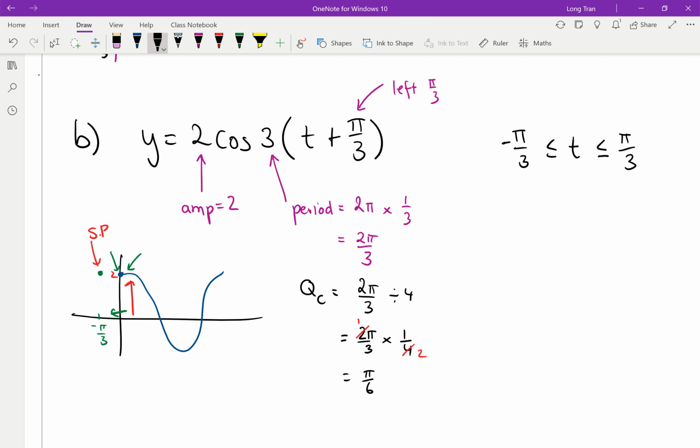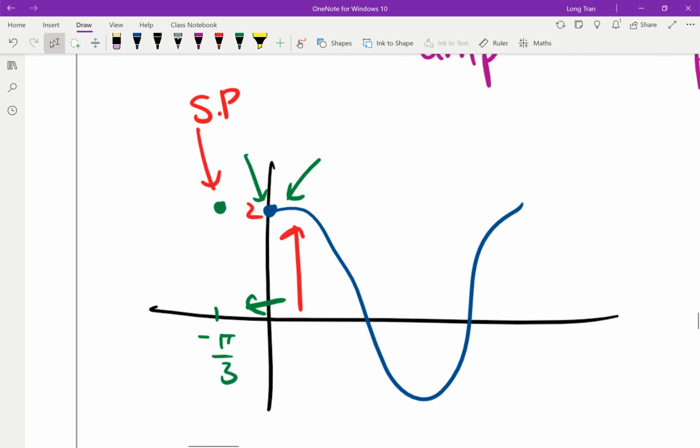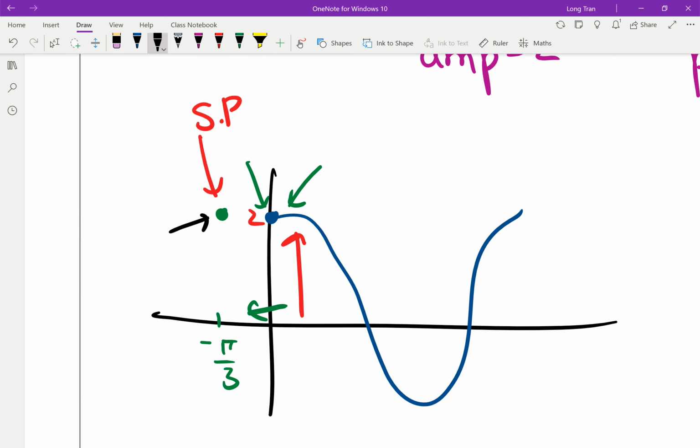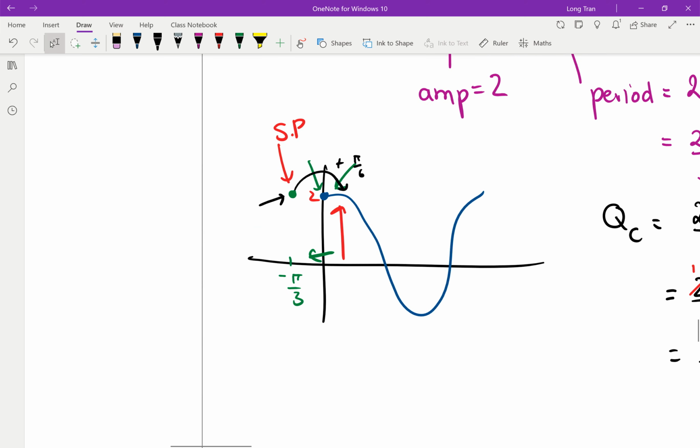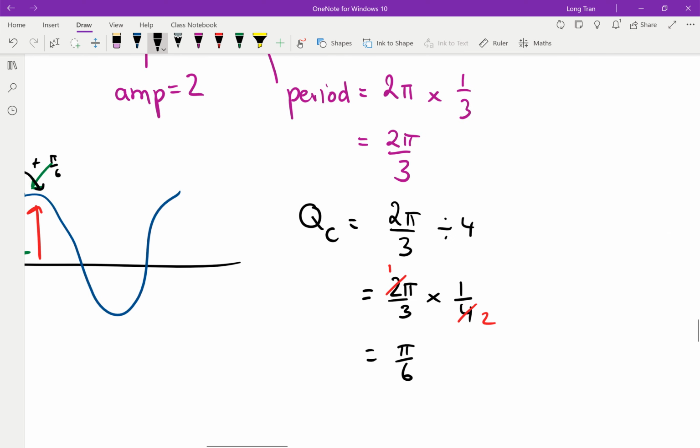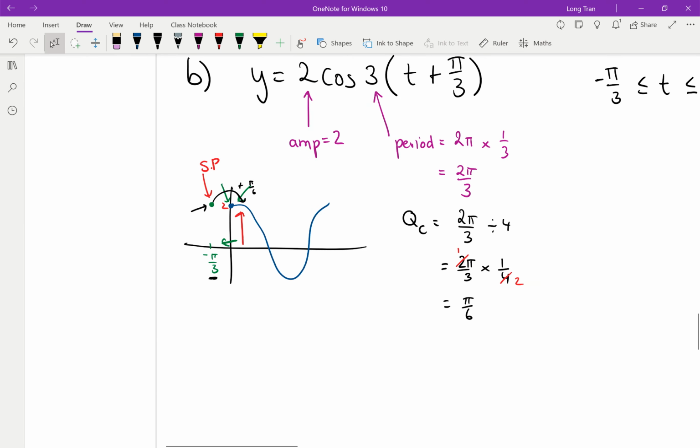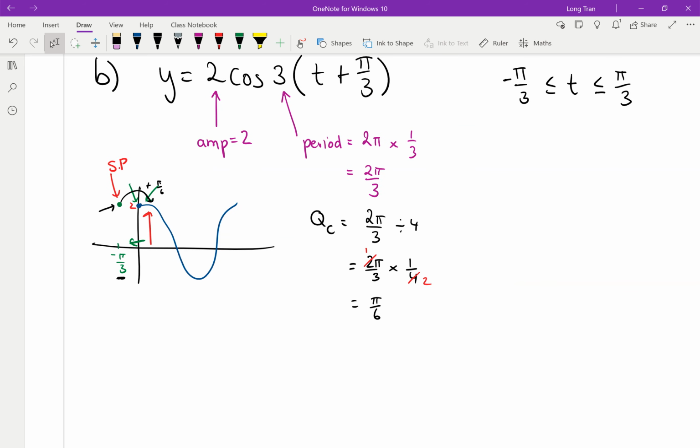Okay? So that means that to get to the next quarter cycle, starting from this point, I need to add pi on 6. Now, notice that I'm starting off at negative pi on 3. So what I like to do is convert this. So let's think about it. I started off at negative pi on 3. I'm going to write it again. I know I'm adding an extra pi on 6.